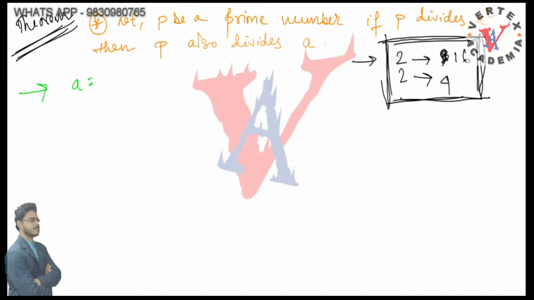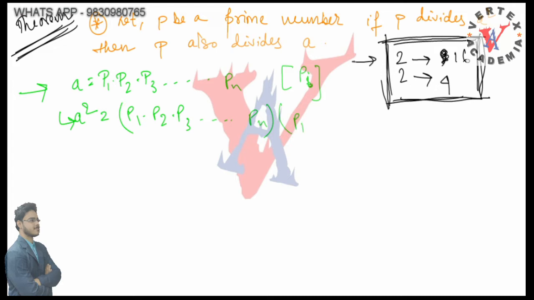So let a be a number which consists of prime numbers like p1 into p2 into p3 and so on up to pn, in general pi. Here p1, p2 can be the same or different, it does not matter. Then a square will be p1 into p2 into p3 up to pn, into p1 into p2 up to pn. Now it says that p divides a square. So p is a prime factor which divides a square.